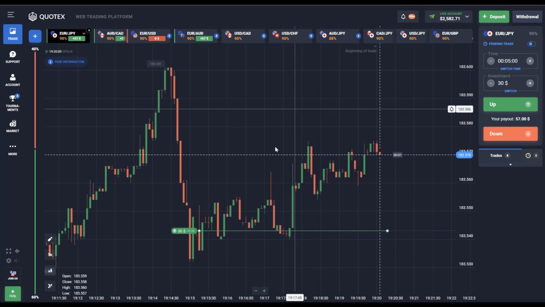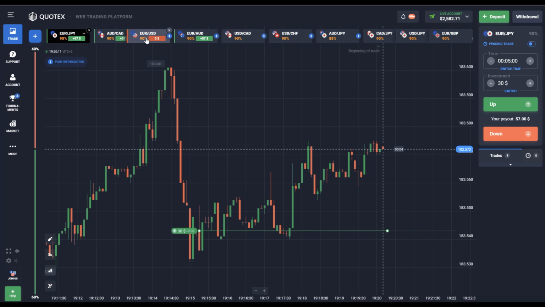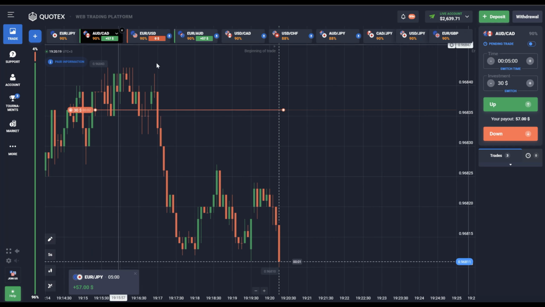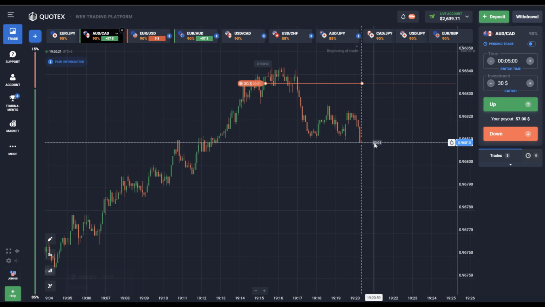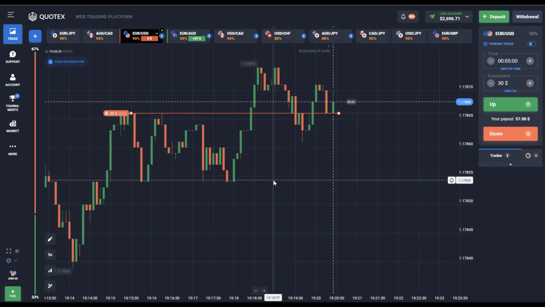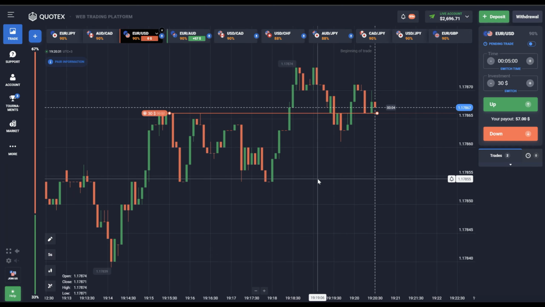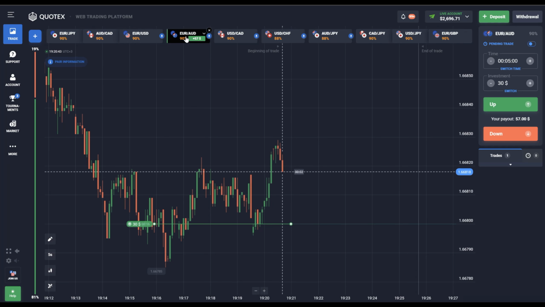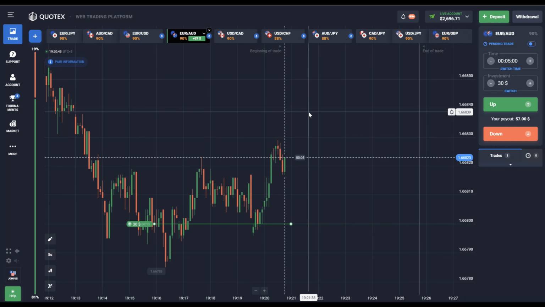Euro yen will also be profit, 8 seconds. The price has risen. So the trade is closing here. Australian dollar, Canadian dollar will also be a profitable trade. Excellent. Euro dollar, 4 seconds. It's going to be a loss, it seems. I think both trades closed at a loss here, if I'm not mistaken. And the euro Australian will close in profit.